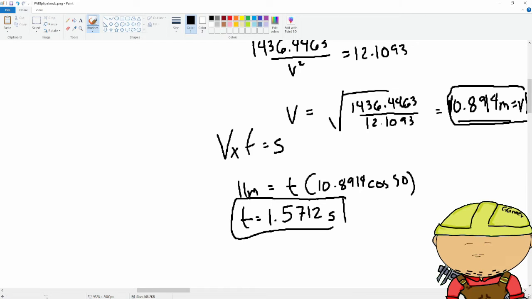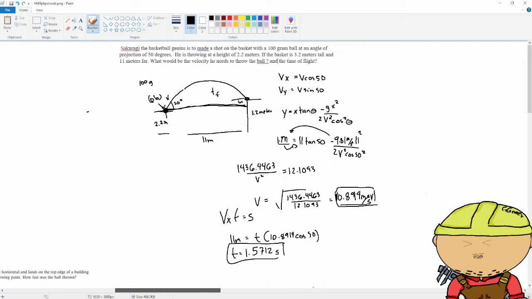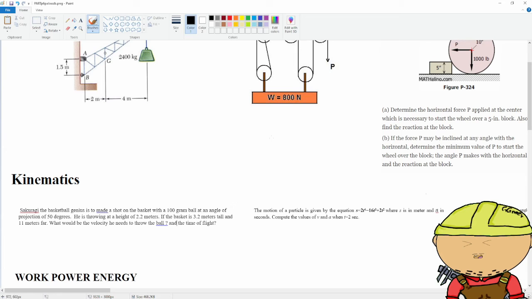Sakuragi, you're one awesome basketball player to shoot a ball at 10.89 meters per second. Always remember your unit. Velocity is in meters per second, and seconds for time of flight. Let's proceed to number 2.